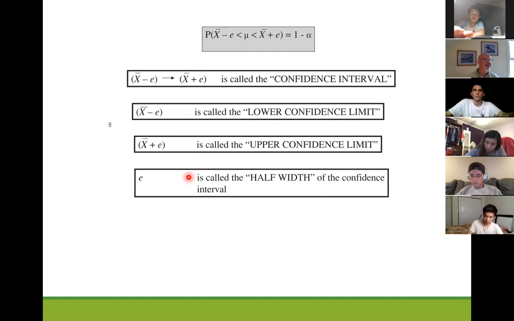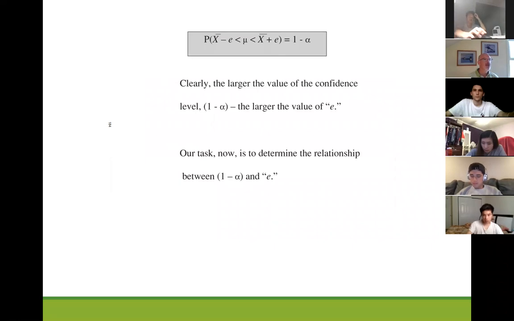Very simple. And E is known as the half width. Again, it's half the confidence interval because, by symmetry, it's also known as the margin of error. Okay. So clearly, the larger the value of the confidence level, the larger the value of E. Clearly, right? So again, if you have a value, you know, so let's say I have a box.